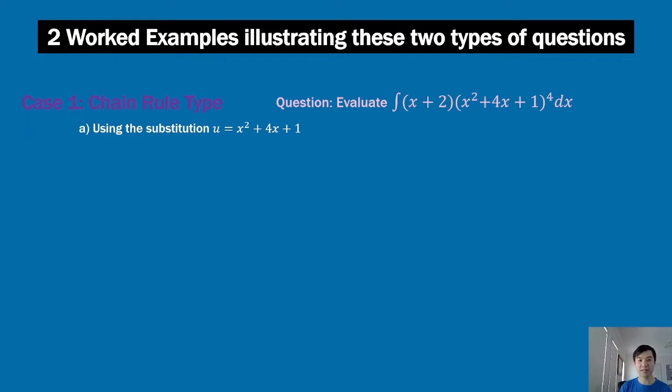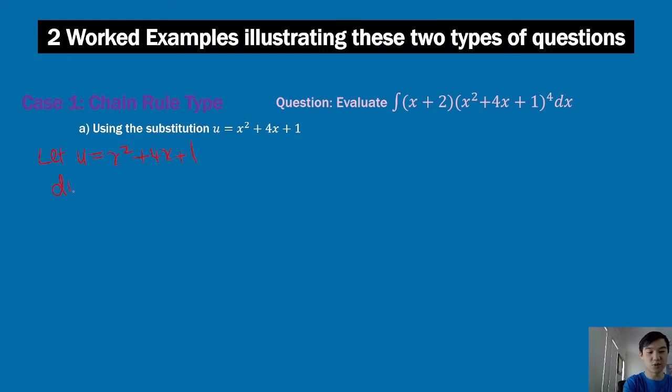Okay, so now let's go through some worked examples illustrating the chain rule type question. So let's just say we want to integrate x plus 2 times x squared plus 4x plus 1 to the power of 4. And we're told to use the substitution u equals x squared plus 4x plus 1.